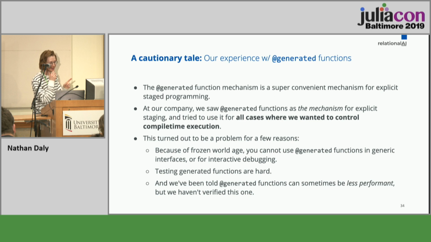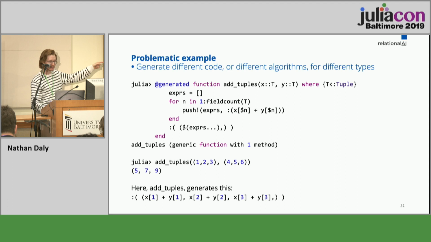Here comes the problematic part, which was that they looked too cool. And at our company, we saw generated functions, and we're like, here's finally the answer for all these previous examples that I just pointed out. Here's a mechanism that lets you explicitly stage programming. You can say right here, that's the code that I want to generate, and this is the code I want to run in the compiler. There's the runtime code, and there's the compile time code.